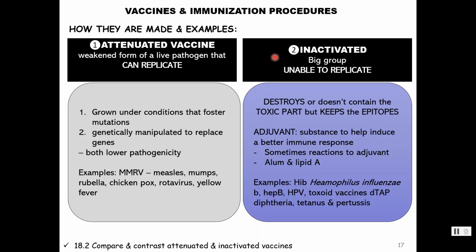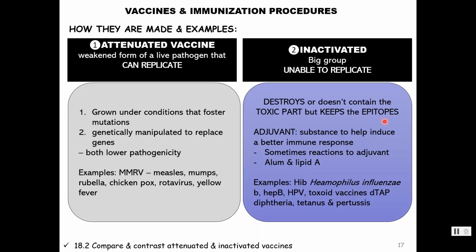Over here, this inactivated group is a big group, and we're going to look at all the different types. The big thing, once again, is that it's unable to replicate. So they either destroy or make sure that the inactivated vaccine doesn't contain the toxic part. But in order for it to be immunogenic and give protection, it has to keep the epitopes, those antigenic determinants.